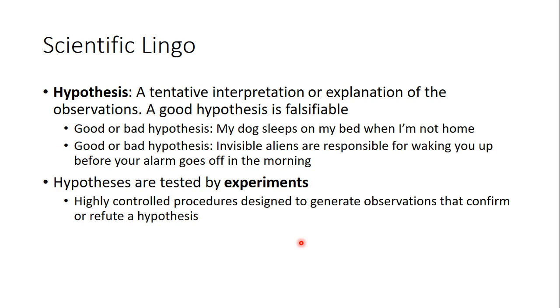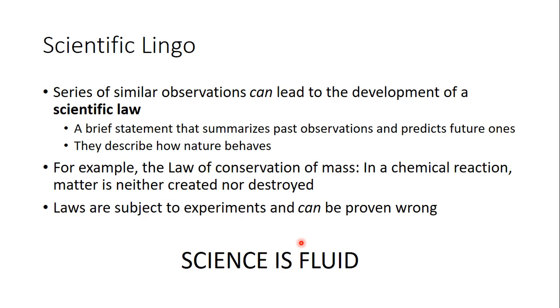And these hypotheses are tested by doing experiments. An experiment is just a highly controlled procedure designed to generate data, either qualitative or quantitative data, that either confirms or denies a hypothesis. Now, after so many observations, we can come to what's called a law. And a law is just a brief statement that summarizes past observations and predicts future ones, or describes how nature behaves. Not why it behaves, but how it behaves.